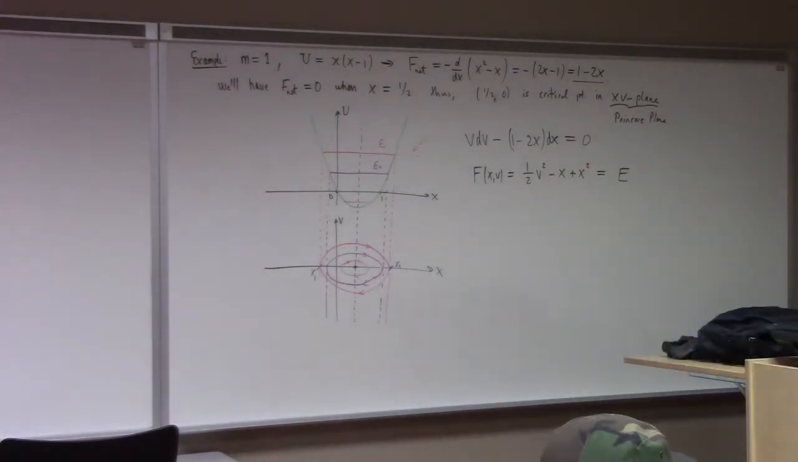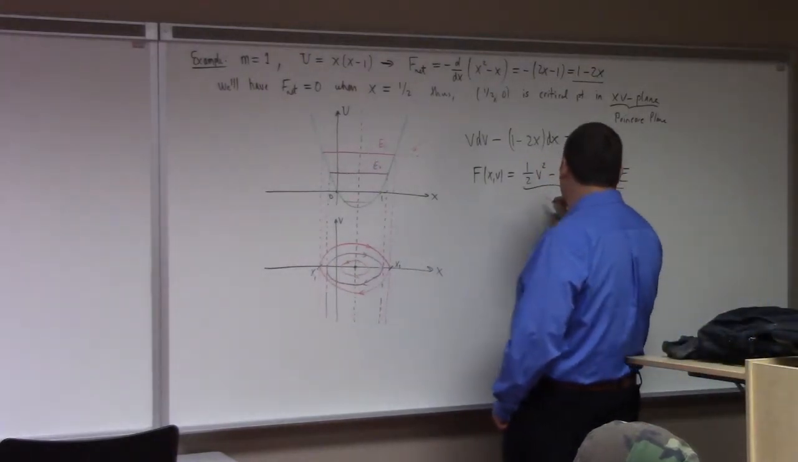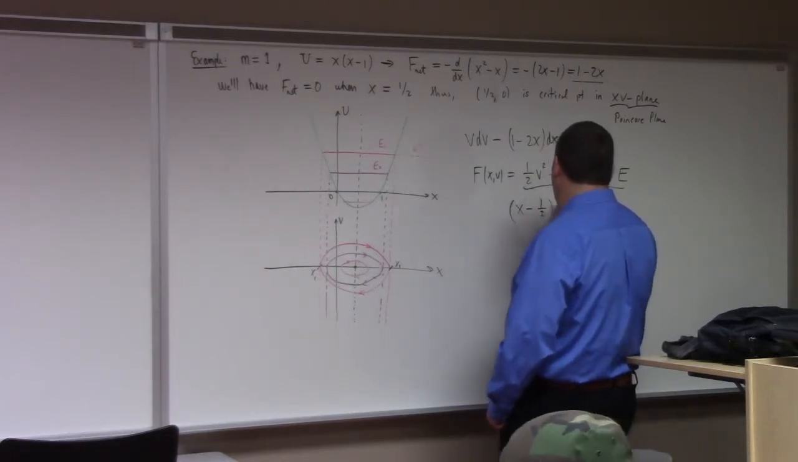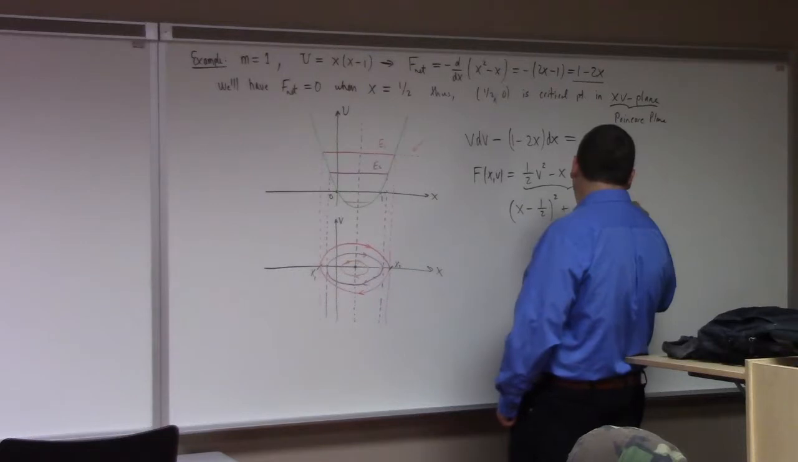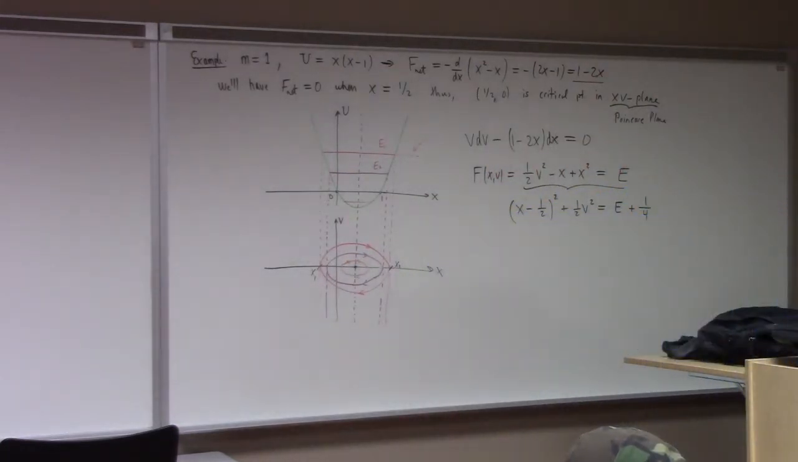That's not surprising. That's the potential energy, which is x squared minus x, plus the kinetic energy. Those are the solutions to the phase plane equation here, because they're energy level curves. Maybe it's not immediately obvious that these are ovals to you, but this is actually x minus 1/2 squared, plus 1/2 v squared equals E plus 1/4, completing the square. So as you can see, we have ovals in the xv plane. And these ovals are energy level curves.